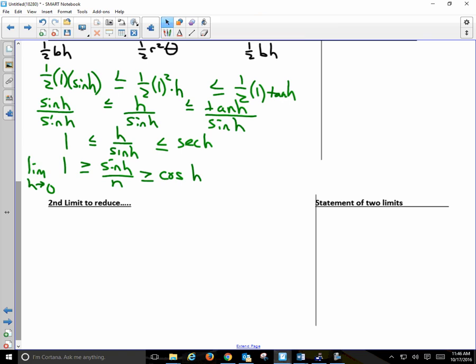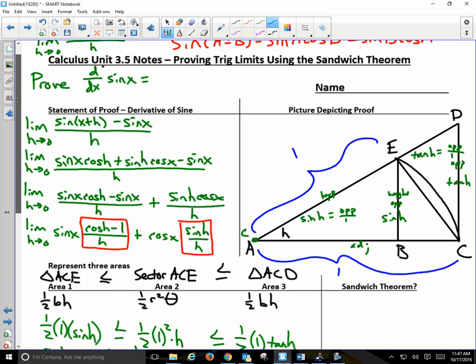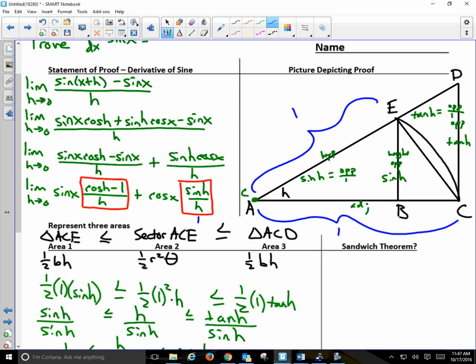What is the limit as h goes to 0 of 1? 1. Now, what is cosine of 0? 1. Because I don't know that. That's what I'm trying to figure out. So we know that the limit as h goes to 0 of sine of h over h is somewhere between 1 and 1. What do you think it might be? 1. So look at what we just showed. We showed that this value right here is 1.